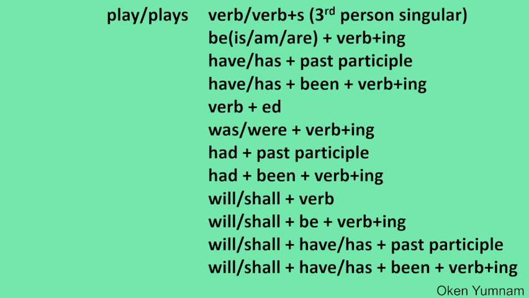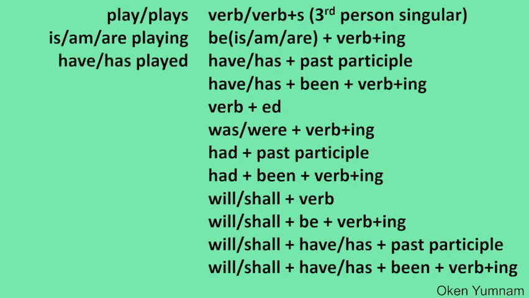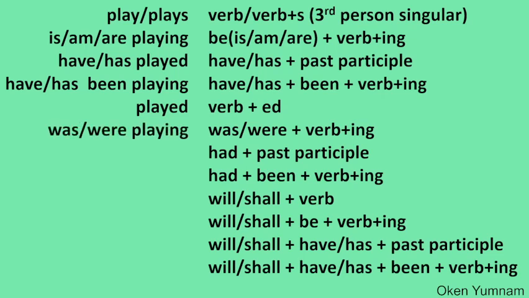For example, let's bring the verb play. It's either play or plays, and for continuous, is or am or are playing, or have or has played for the perfect form. And for perfect continuous, have or has been playing. And past simple, played. And past continuous, was or were playing. And past perfect, had played. And past perfect continuous, had been playing.